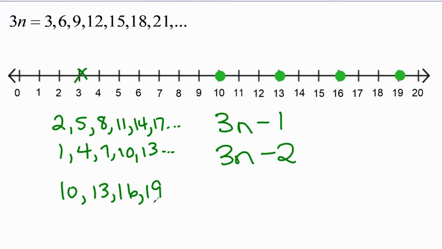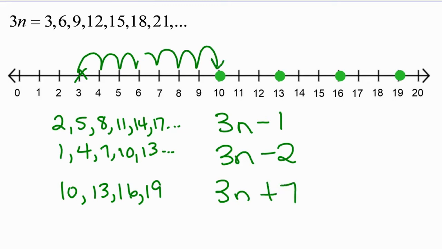Notice these are all still 3 numbers apart. So this is a 3n sequence, but instead of starting at 3, we have shifted it up 1, 2, 3, 4, 5, 6, 7 places. So this is a 3n plus 7 sequence.